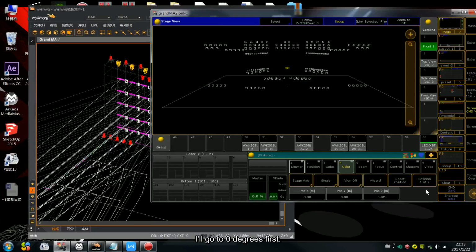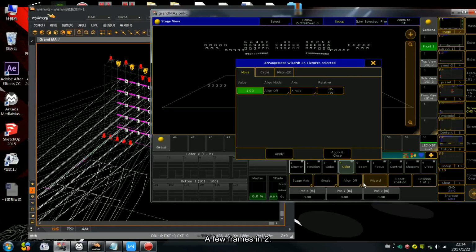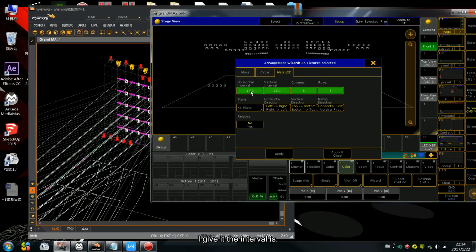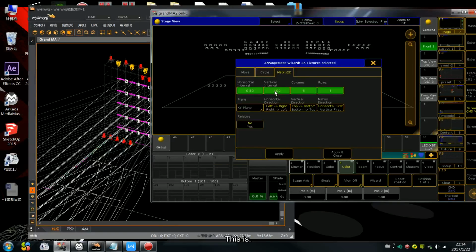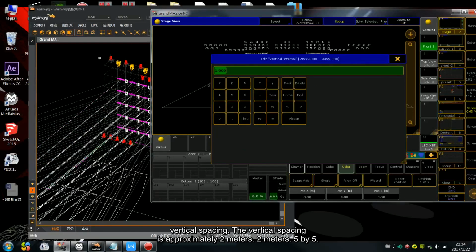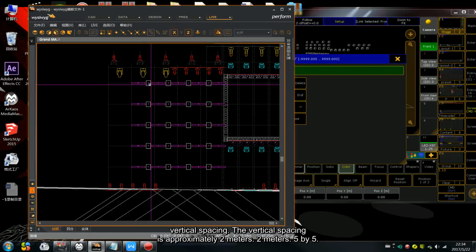Height. I'll go to 0 degrees first. Reset the wizard. A few frames in, if you are at a distance, I give it the interval. 0.3. 0.3 is more than that. 0.5. What is this? It is the horizontal spacing. If you have vertical spacing, I look at the vertical spacing. The vertical spacing is approximately 2 meters. 2 meters. 5 by 5.